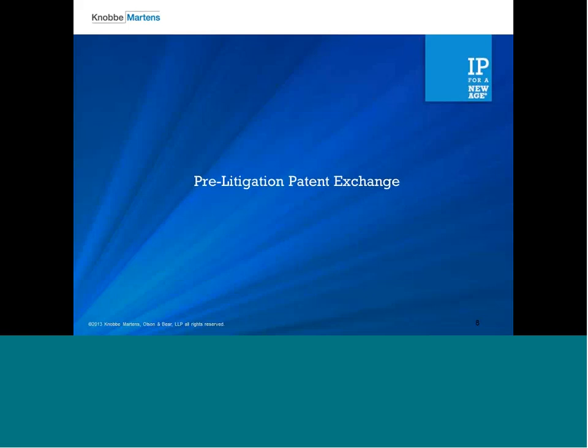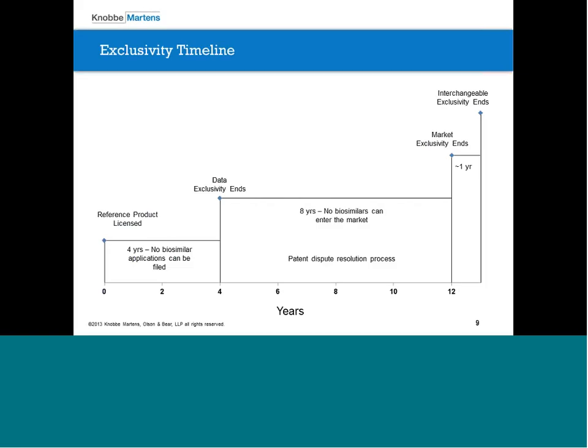So with regard to the pre-litigation patent exchange, one question that often comes up is, when would this exchange take place? And there are certain defined periods of exclusivity within the statute. And as you can see from this next slide, we have a timeline which charts out these periods of exclusivity. So as you can see on the left at year 0, that is the year when the reference product is first licensed. And within that 4-year period is what's referred to as the period of data exclusivity. So during that 4-year period, no biosimilar applications can be filed.